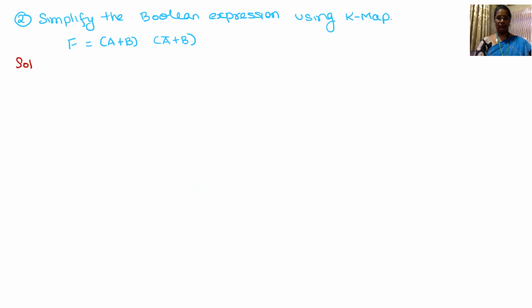So now let us look into the second problem. Simplify the Boolean expression using K-map. Now if you just look into this expression that is being given to you, first you need to identify whether it is sum of products, SOP, or product of sums, POS. Here, when I observe, I am able to identify this expression as a POS expression, or to be more precise, this looks like my maxterm. Now I have to convert this from binary to decimal for simplicity.